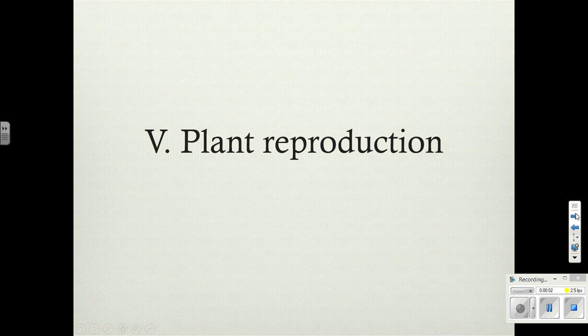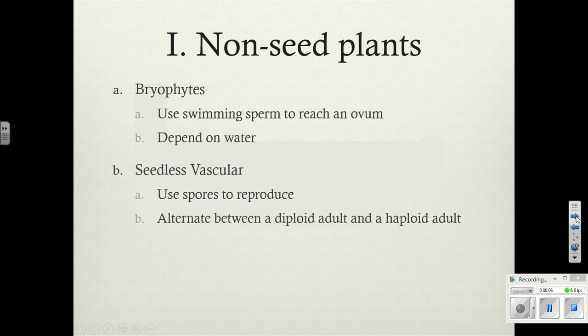Okay, this is section 5 talking about plant reproduction. So we'll start with the non-seed plants. Bryophytes use swimming sperm in order to reach what we call an ovum, or an egg. So they have to have water in order to do this, which is why they usually live in pretty moist or really watery conditions anyway. That sperm has a flagella, which allows it to swim and reach that egg to fertilize it.